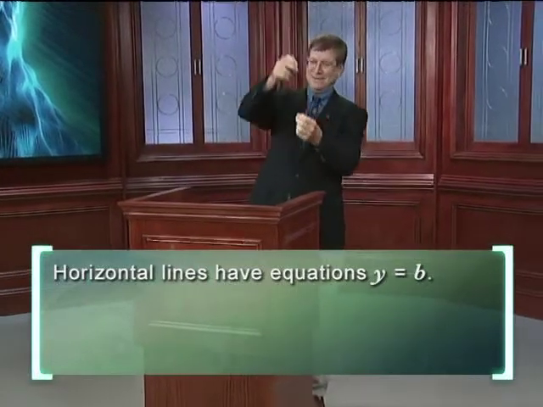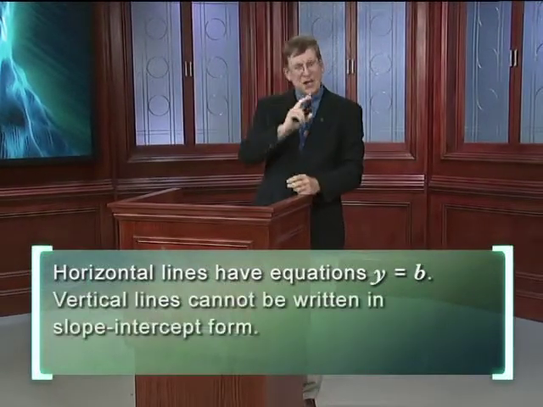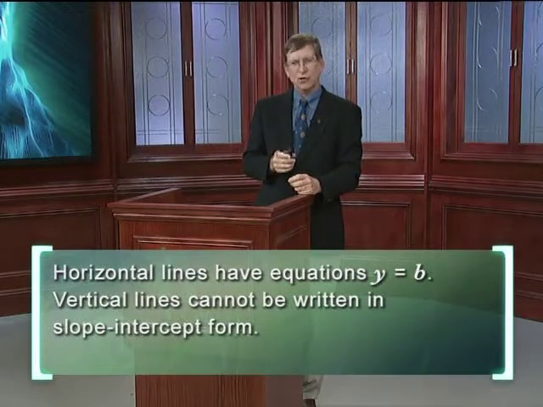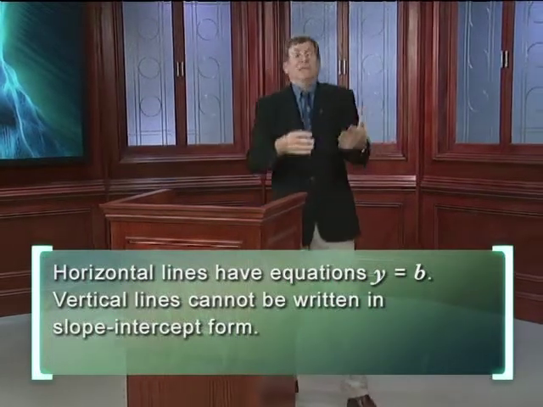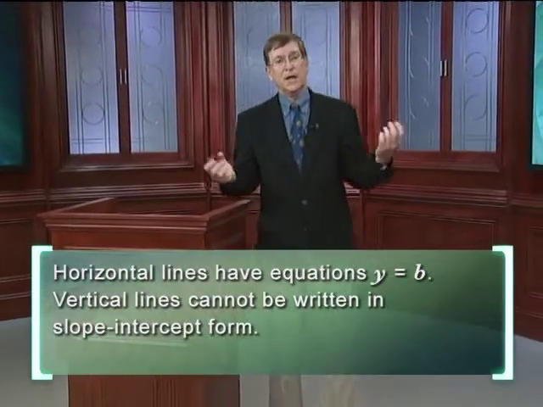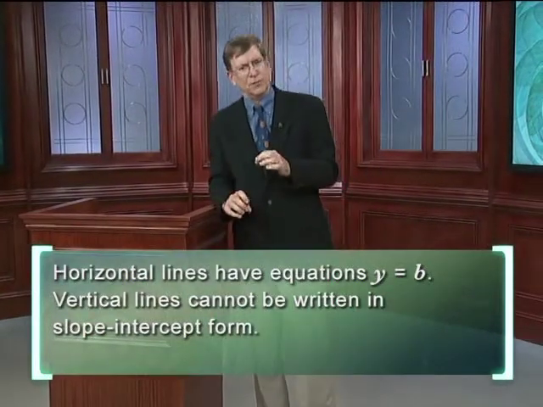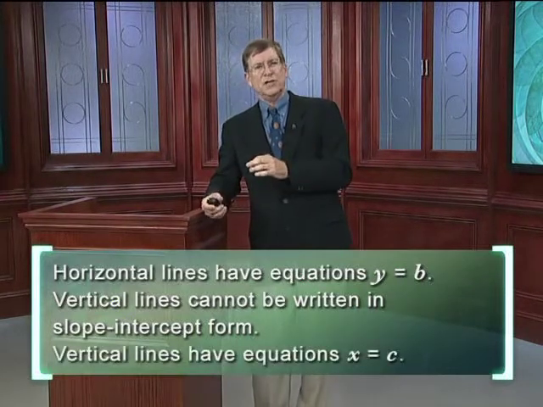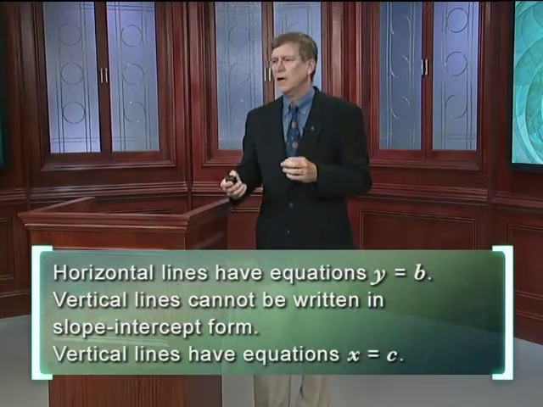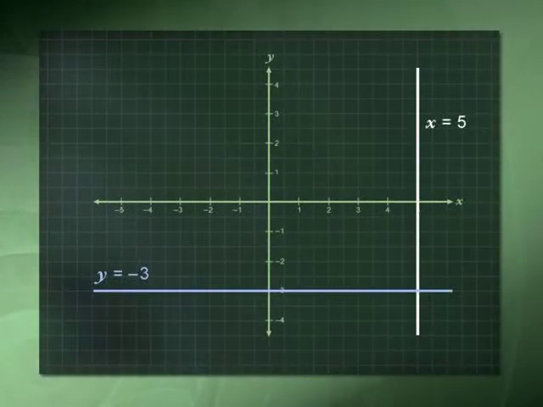Vertical lines, going up and down, cannot be written in point-slope form. Why not? Because they don't have a slope. Slope's not defined. But you can find an equation for a vertical line passing through c by just using the equation x equals c. Here's an example of two lines, one being horizontal and one being vertical.